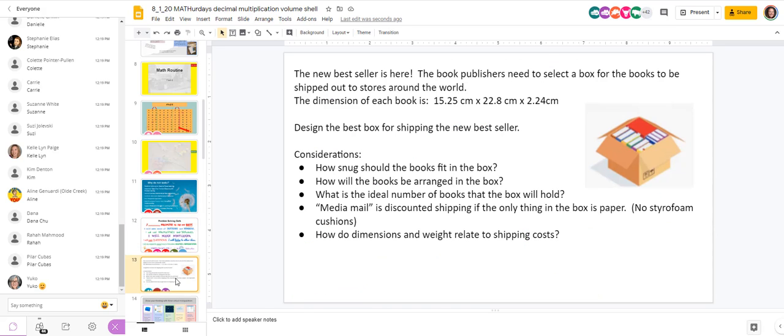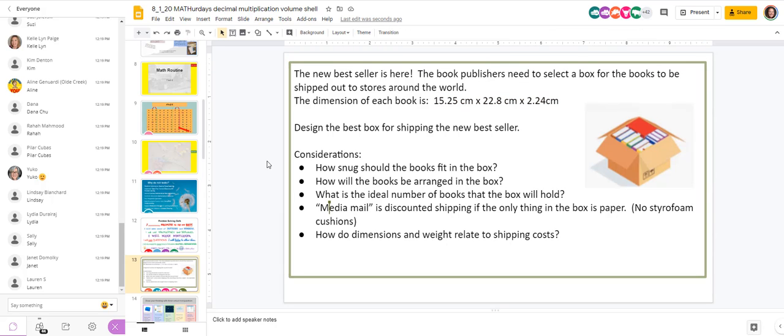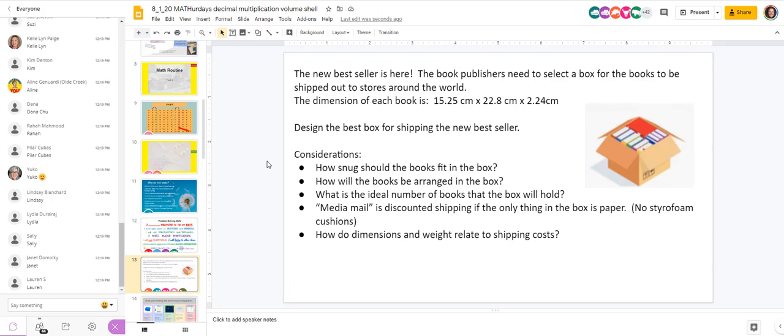Here is our task on slide 13. The new bestseller is here. The book publishers need to select a box for the books to be shipped out to stores around the world. The dimensions of each book are listed there, and it looks like the units they chose to use are centimeters. Design the best box for shipping the new bestseller. And there's several considerations that you should think about as you're designing the best box.